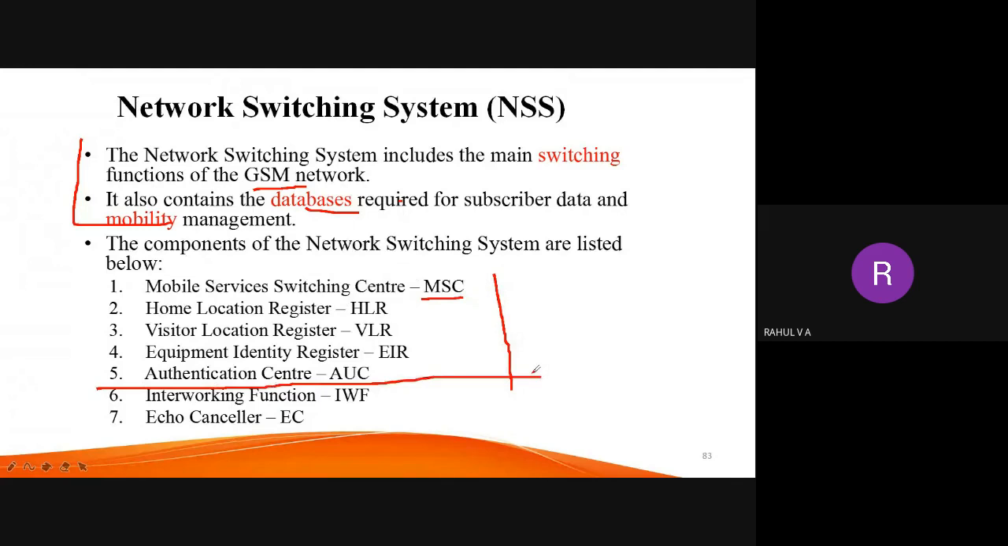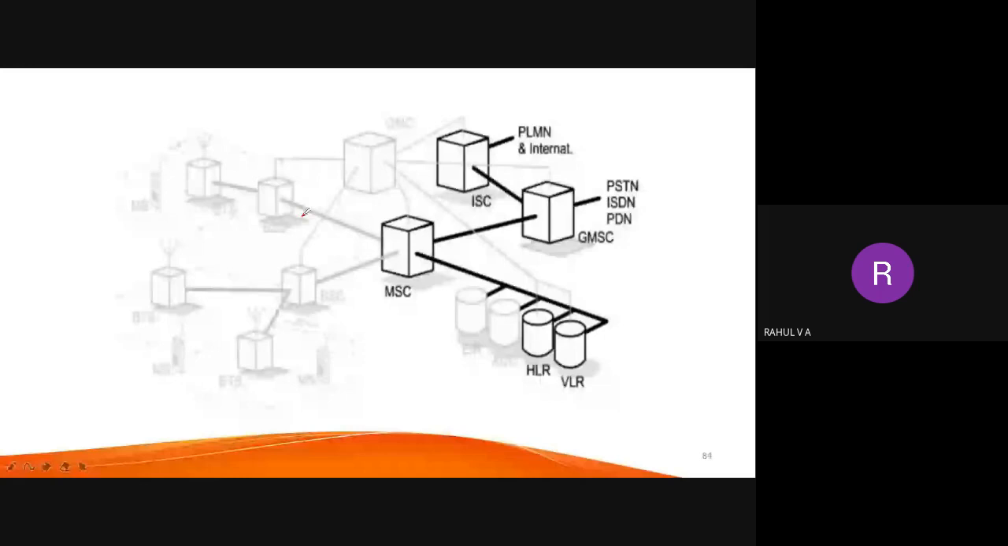So NSS means Network Switching System, which contains all these elements. We will see them one by one in detail. So this is the MSC. The MSC has access to the public network. Public network means what?